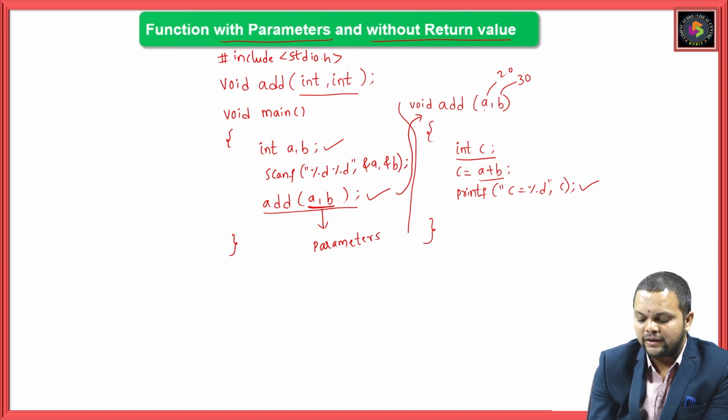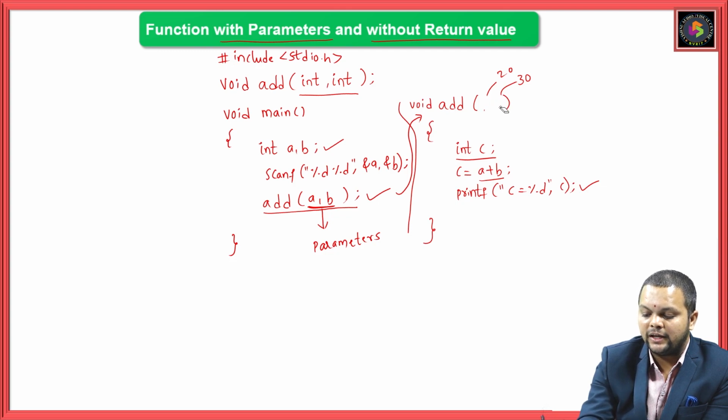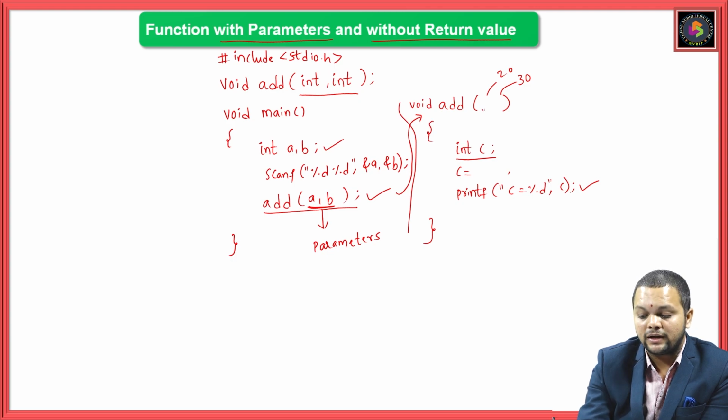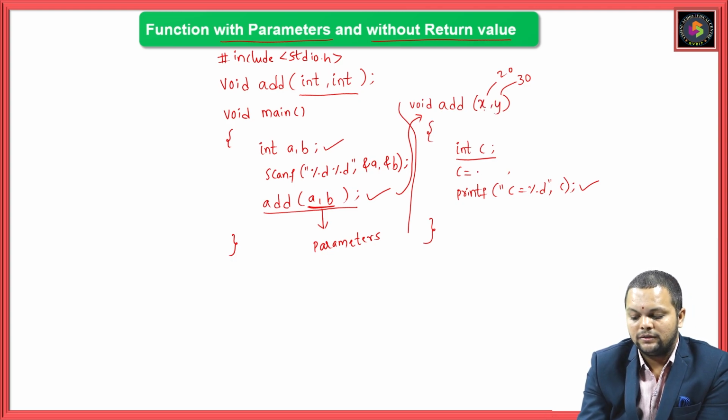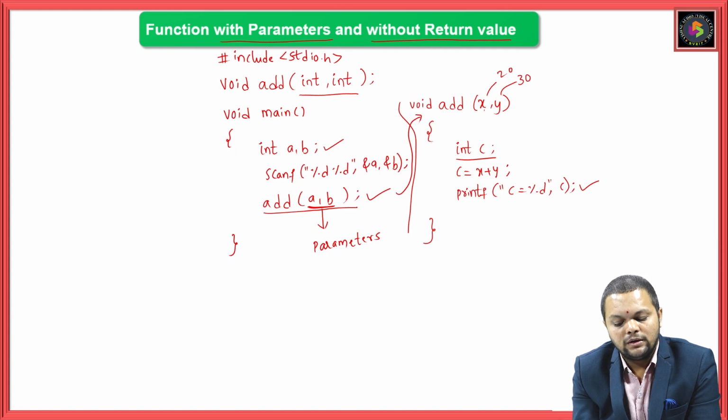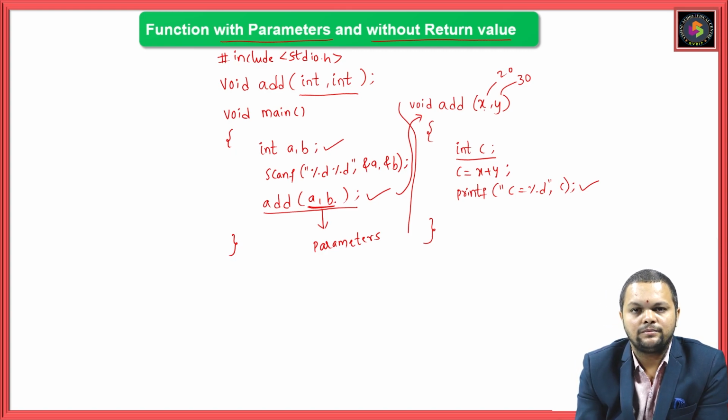You may have a doubt. Sir, can I change the names of a comma b here? Can I have other values here? Yes, you can have other values. Let me say I'll have x comma y, so I'll write it as x plus y. That means, sir, can I have x comma y comma z? No. Based on your function call, you can have your values here.